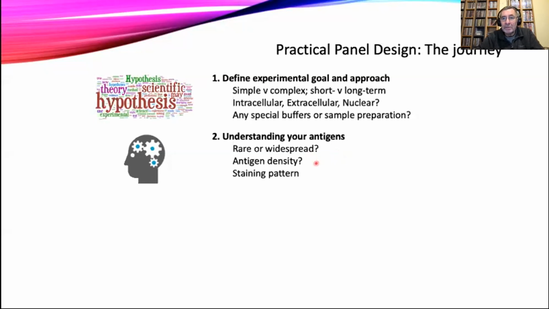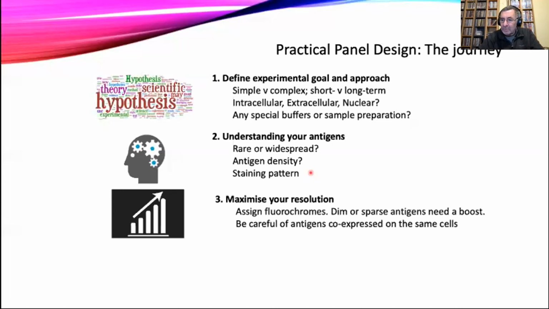We need to think about the target density. Something that's very abundant in the cell is going to be much easier to see than something that's less abundant. And also, again, something we looked at last time, the staining pattern. If we've got obvious negatives and positives, that's generally quite easy to see and to design an experiment. The problem comes, as we'll see when we look at some of the data, is where we get that sort of emerging marker, or a marker that's modulated when we do something to our cells.